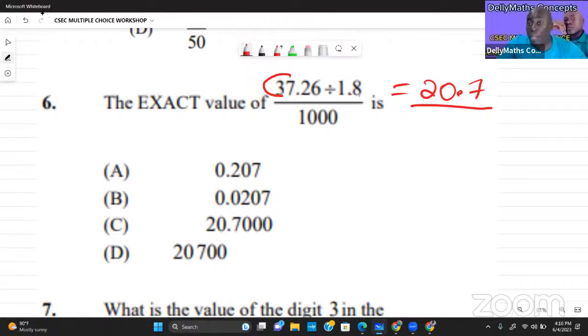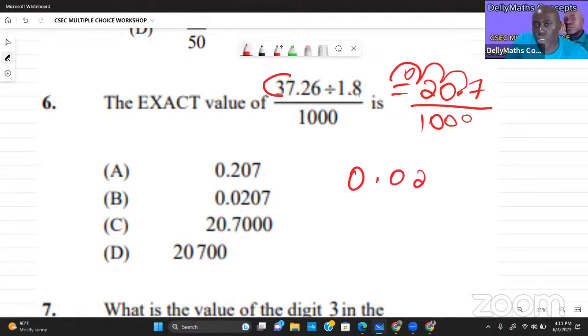It could not be 2.7. It could not be 207 because of the numbers that are there. So if I divide that by 1,000, then all I have to do is move the decimal point 3 places to the left. So you'll see that I need to add a 0 for that. So I'm looking for 0.0207. And the answer is B.